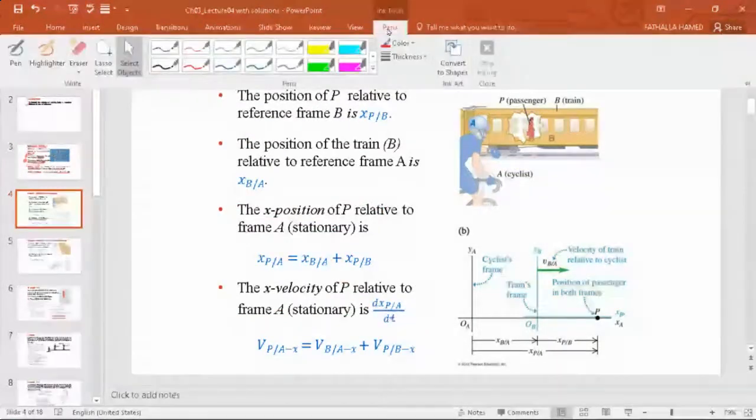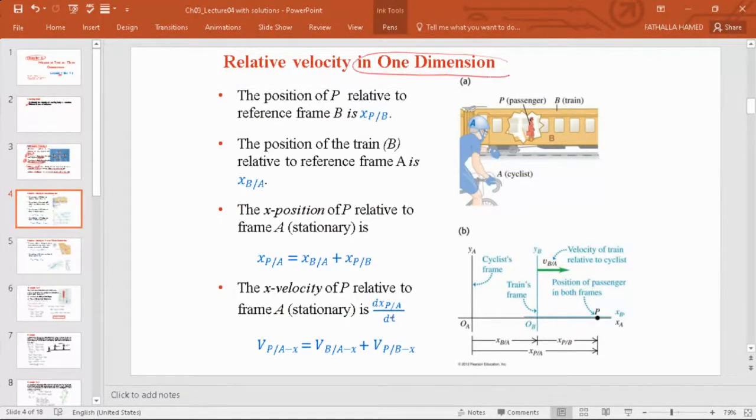So let's look at relative velocity in one dimension. And we'll start, as you remember, in chapter number 1, we talked about position x, and then we talked about velocity v_x, and we said this is equal to dx/dt. So we're going to look at 2 frames here. We're going to look at a cyclist, and we're going to give it the symbol A, and the cyclist is stationary. And then you have a moving train, and we're going to give the train symbol B, and then a passenger inside the train, and the passenger is moving relative to the train.